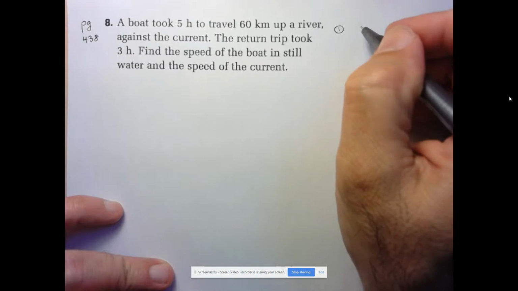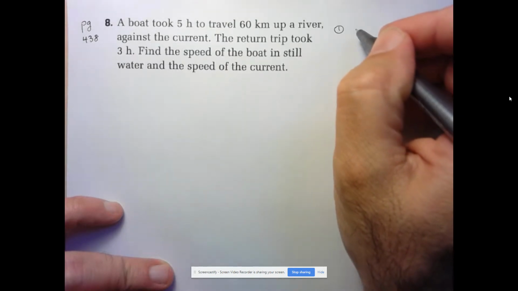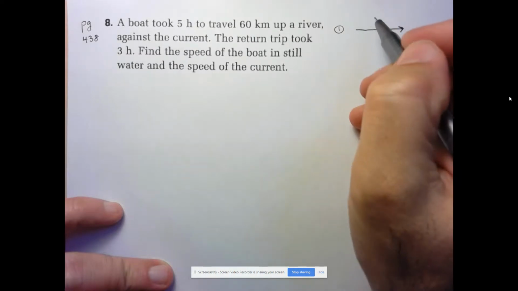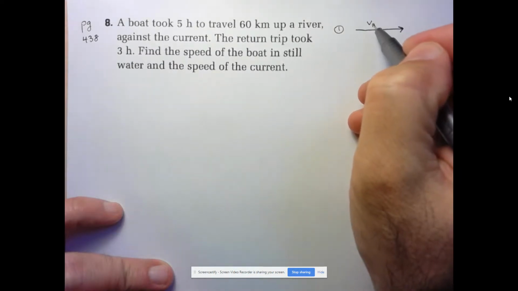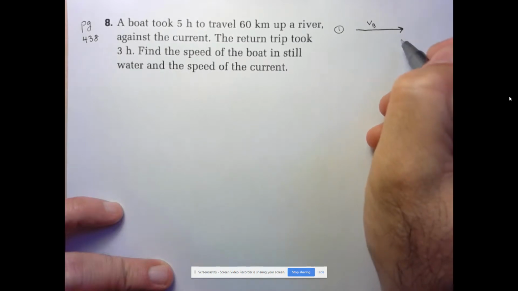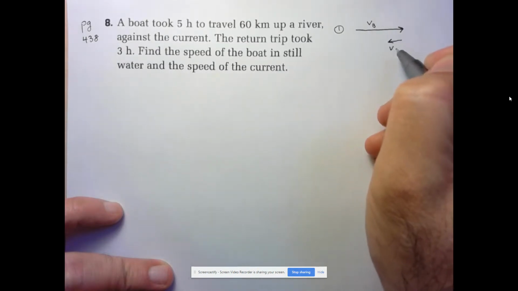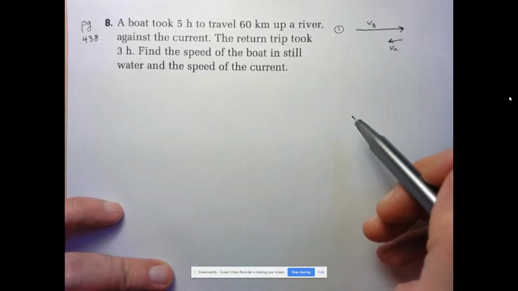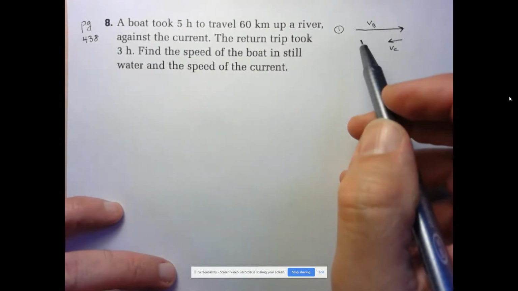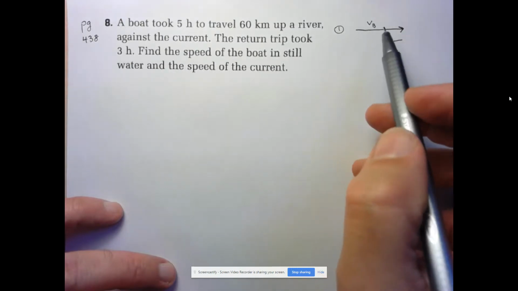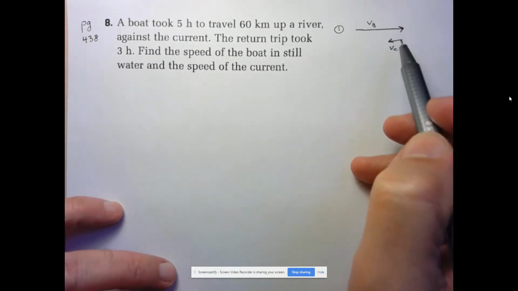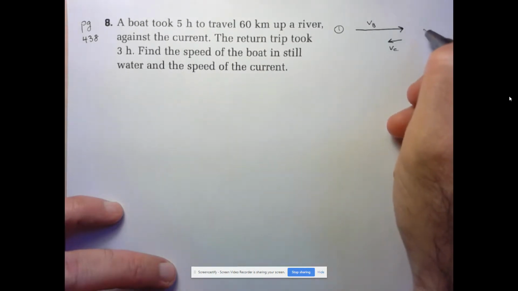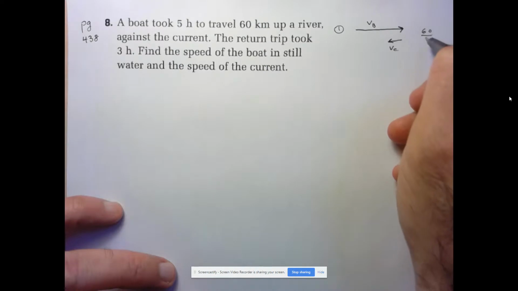If you're going against the current, that means that whatever represents your speed, I'll call this velocity of the boat, the current is moving against you. That means that the current is going to slow you down. So we look at the resulting velocity: what you're moving at minus what the current slows you down by. It tells you that it travels 60 kilometers in 5 hours.